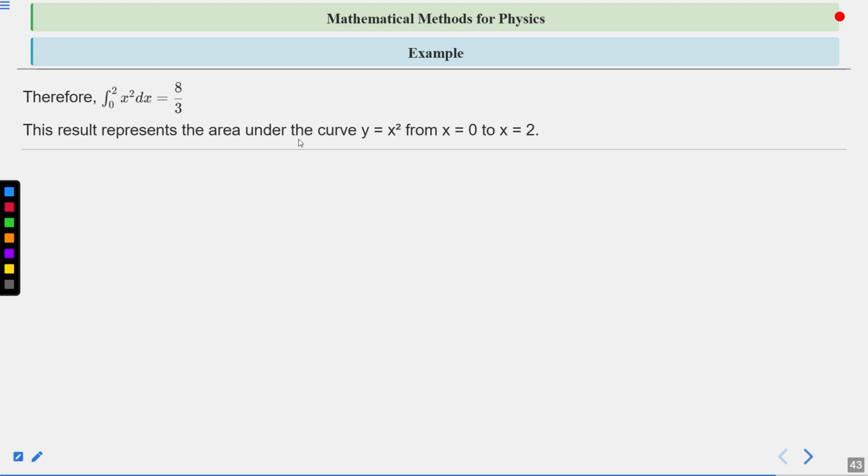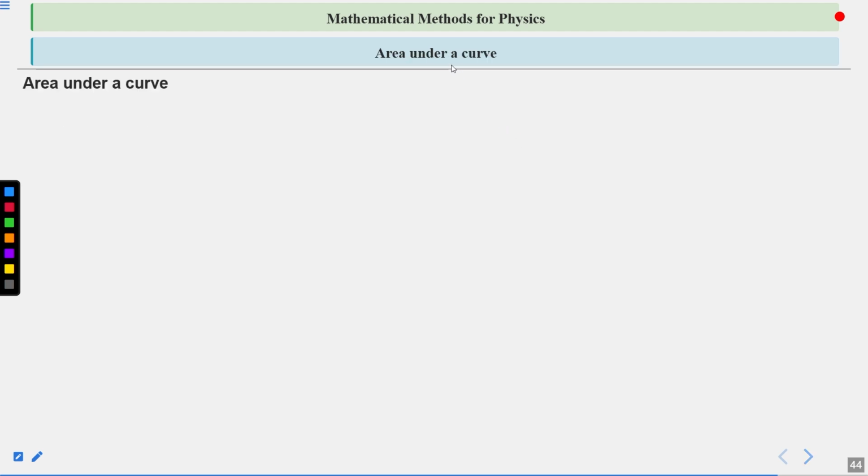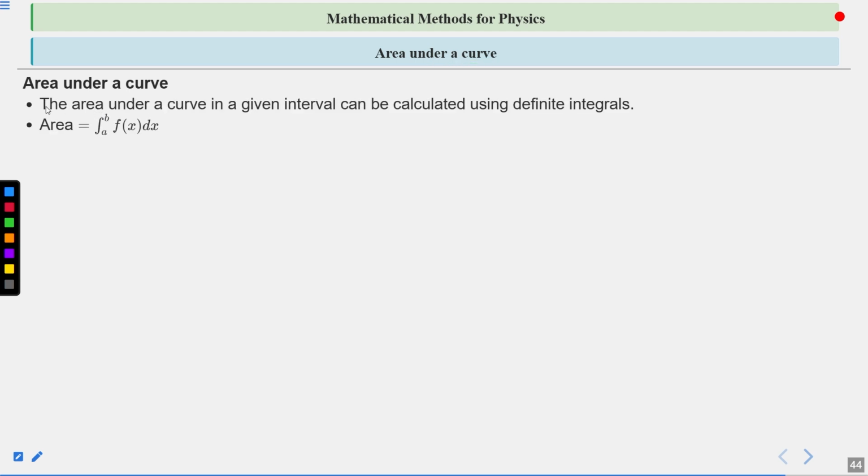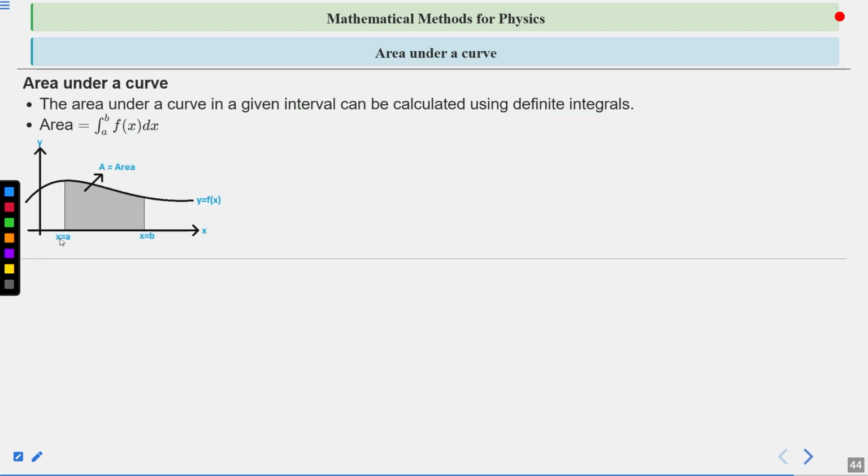The result represents the area under the curve y equal to x square from x equal to 0 to x equal to 2. Area under a curve. The area under a curve in a given interval can be calculated using definite integrals. So, area equal to integration a to b f of x dx. Look at here. Initial limit is a and final limit is b. So, if we have to find the area, that is the integral of y equal to f of x.